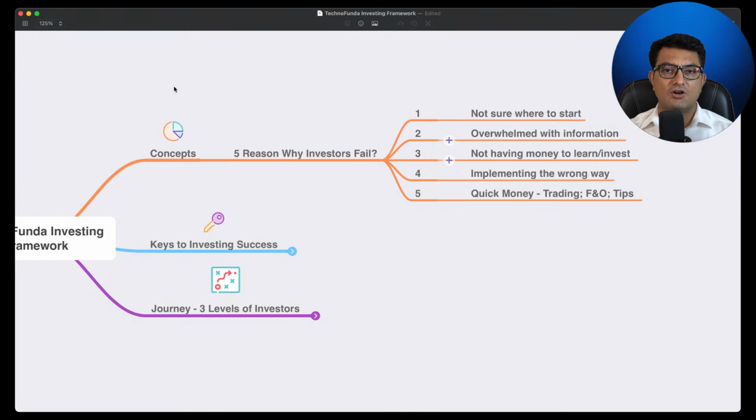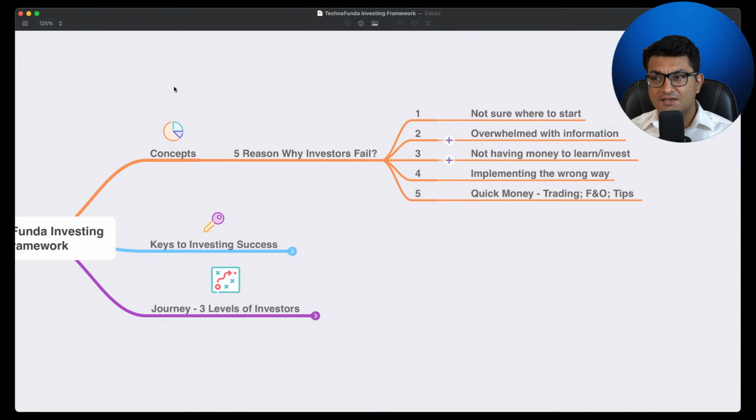I don't sit in front of business news channels and keep consuming information about different companies and businesses every single day. Third is not having money to learn or invest. A lot of the time, many people are struggling to get that basic money to learn and invest. So I'll tell you how you can get started and what your approach should be around it.